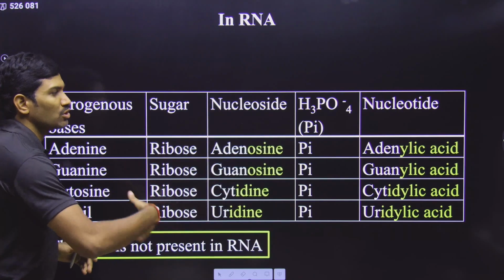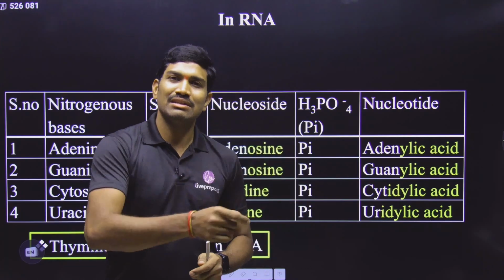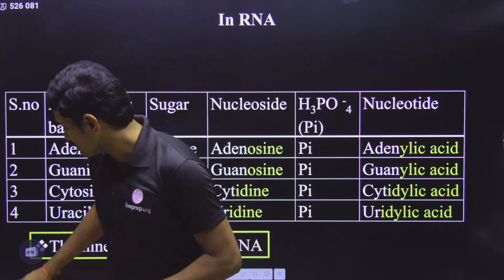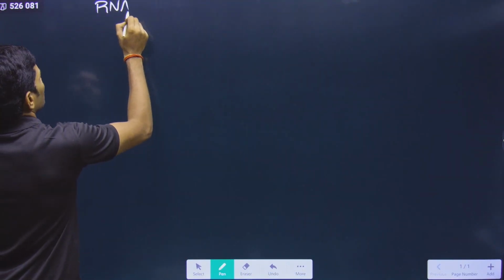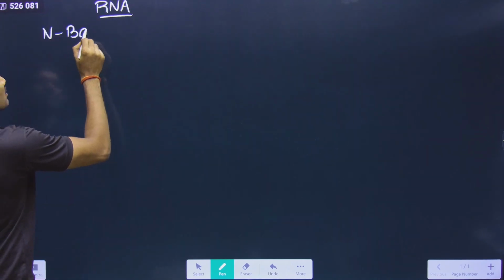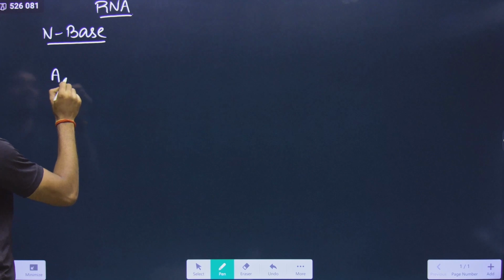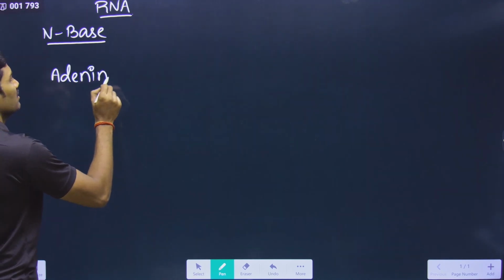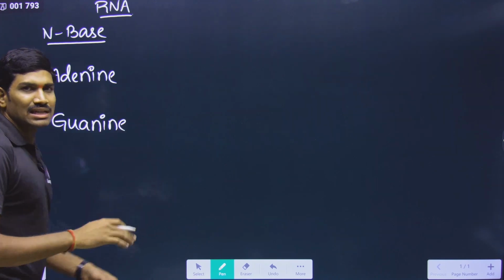So how are we writing all these names? This is the table conclusion, but now I will explain each and everything in more detail. Let us try to understand how the names were actually given. Let us observe this carefully. First we will write with respect to RNA. First we need to talk about the nitrogenous base. What are the various types of nitrogenous bases present in RNA? First one, adenine, and guanine. These two are purines, right? Adenine and guanine are the purines present in RNA.